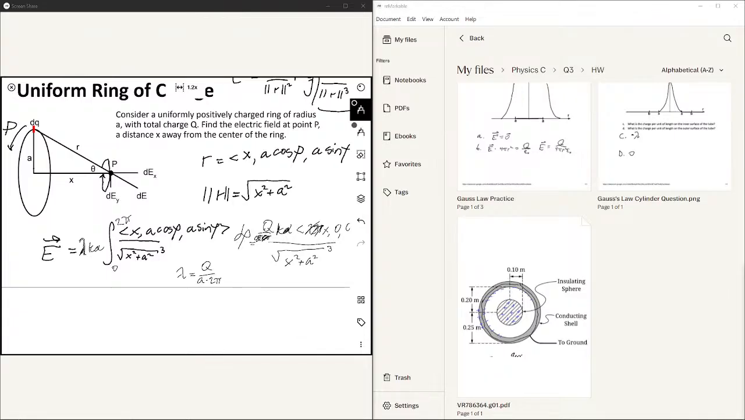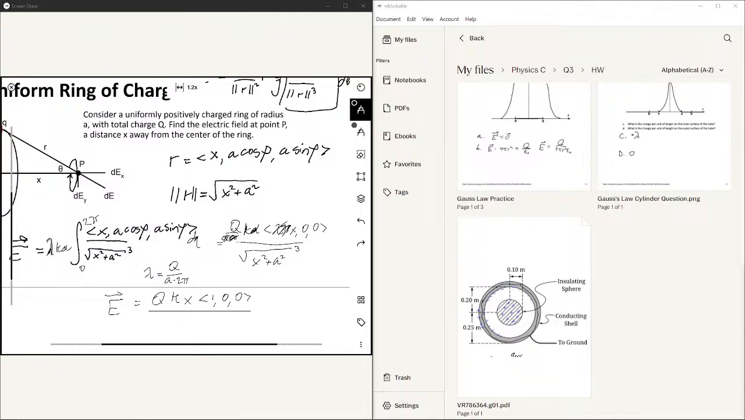Okay? So now we have E as a vector is equal to q k x. I can just write it like this: 1 comma 0 comma 0. I'll just factor that all out. Over r to the 3/2, well, the r is gone, but we could also just do x squared plus a squared to the 3/2. Yeah, it's fine. It's 3/2, not 2/3.